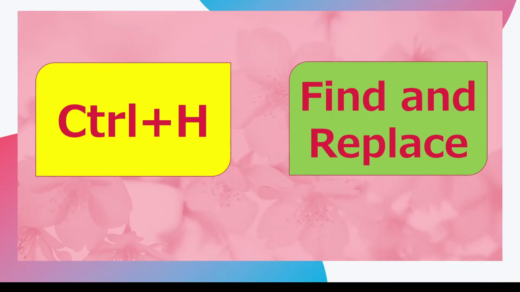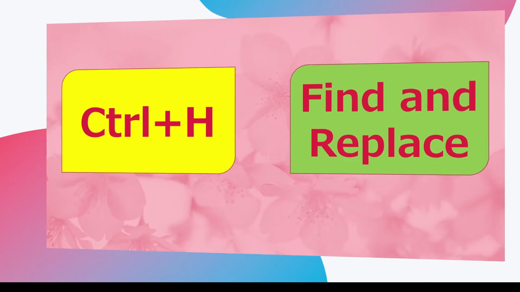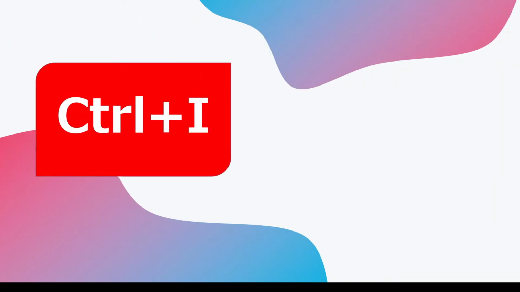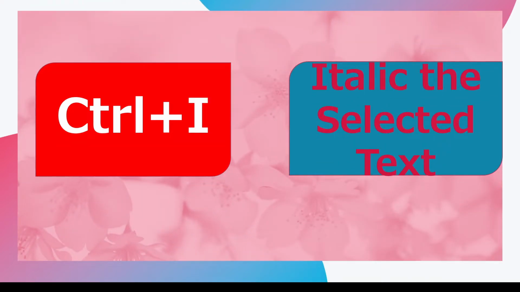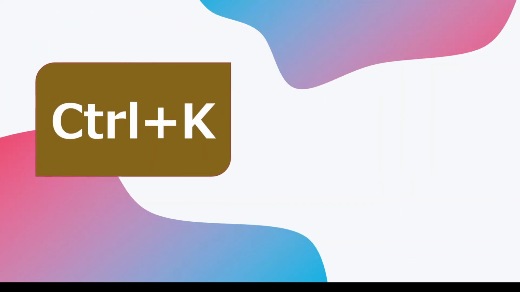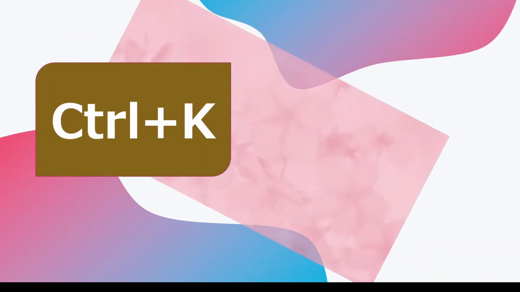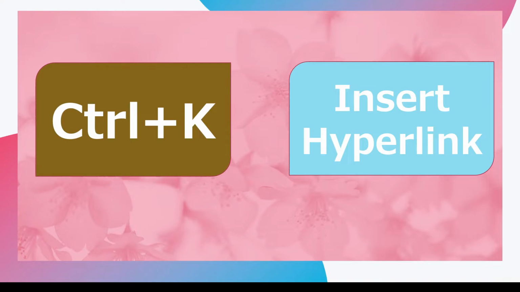Next is Control H. Control H is used to find and replace the text. Next is Control I. Control I is used to make the selected text italic. Control K. Control K is used to insert hyperlink.